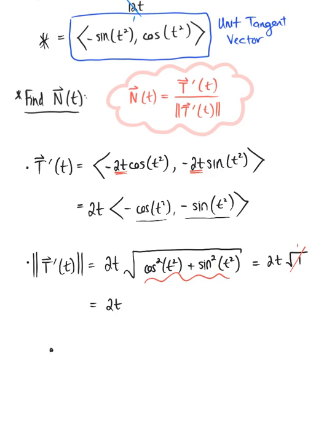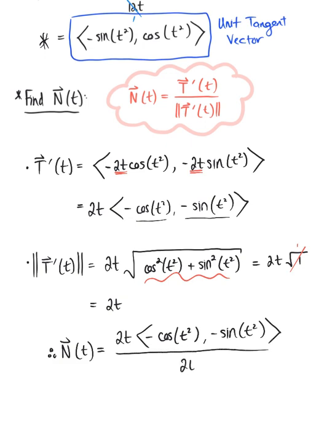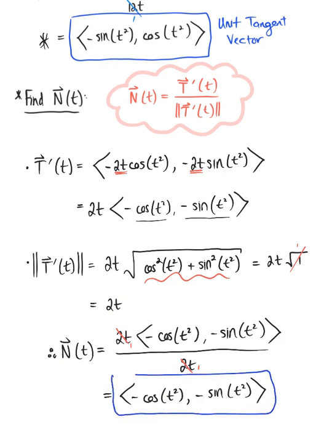And so we are now ready to find the principal unit normal vector, which is the derivative of the unit tangent vector, so 2t multiplied by the vector minus cosine of t squared, minus sine of t squared. And that's all divided by its length, which is 2t. And we can see the 2t in the numerator cancels with the 2t of the denominator, leaving us with that beautiful final answer of minus cosine of t squared, minus sine of t squared. And so this is our final answer for the principal unit normal vector. And I'll abbreviate PRIN for principal unit normal vector.